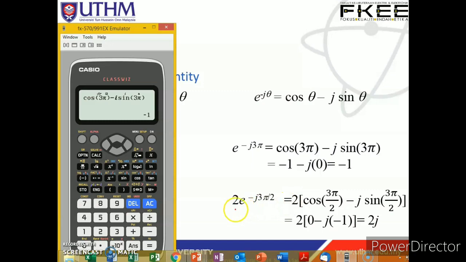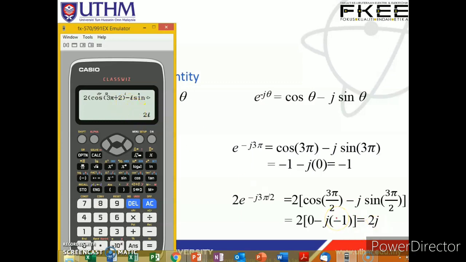Next, the value that we need to calculate is 2 e to the power of negative j 3 pi over 2. Right, so we can change here. We have the amplitude 2 times cos 3 pi over 2 minus i sine 3 pi over 2. And then the answer will be 2i.